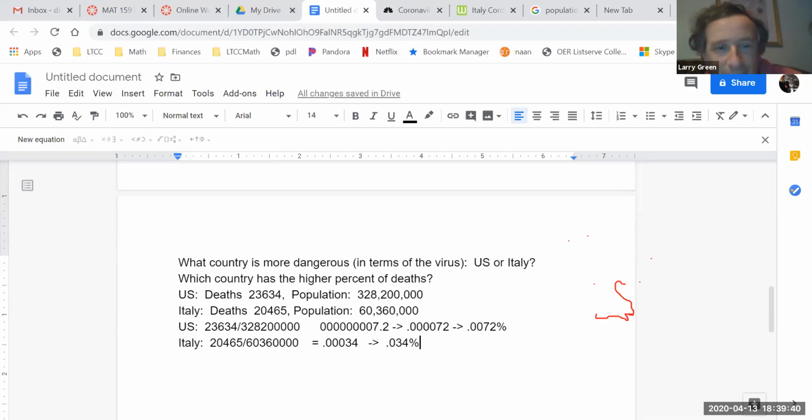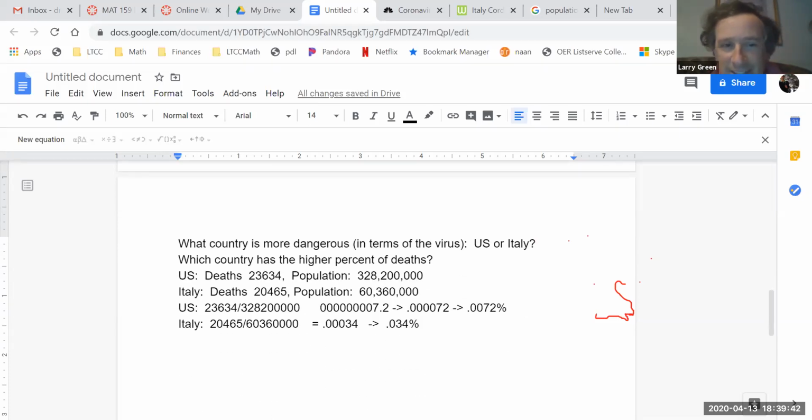So where should you be more scared, Italy or the United States? Italy. Definitely Italy. You don't even have a 1 in 100 percent chance of dying of the coronavirus in the United States. But in Italy, you have 3 in 100 percent chance. Do you see that? It's a huge difference. So Italy is definitely a scarier place right now than the U.S.